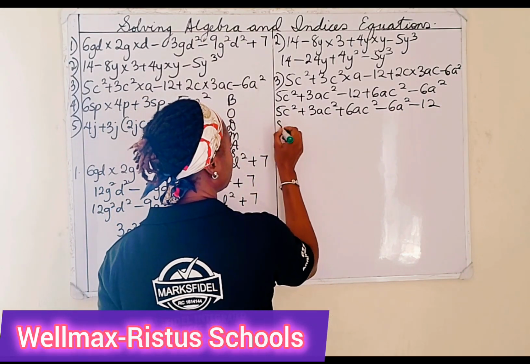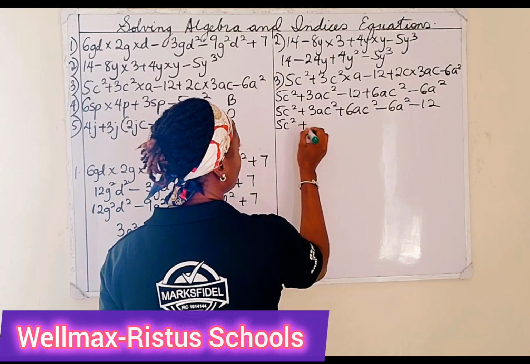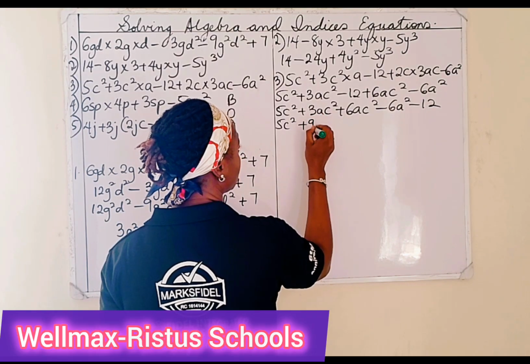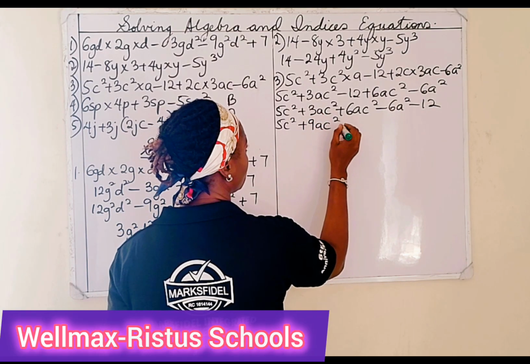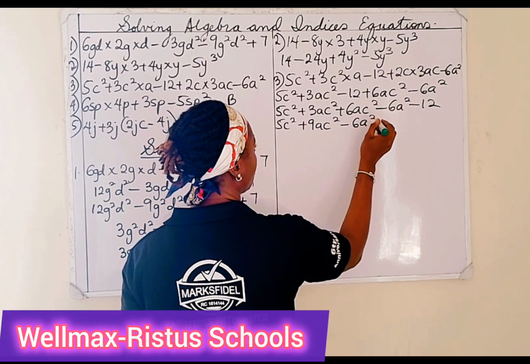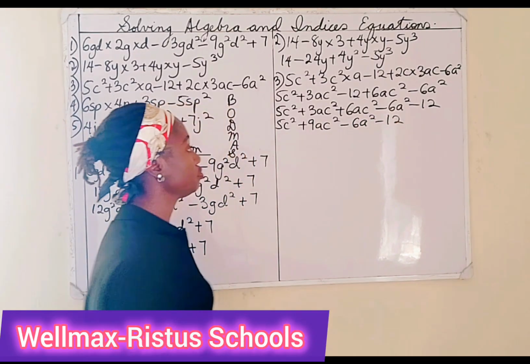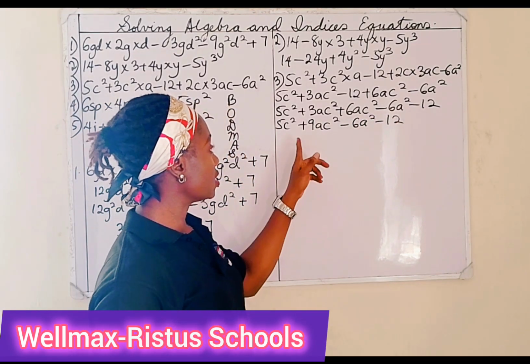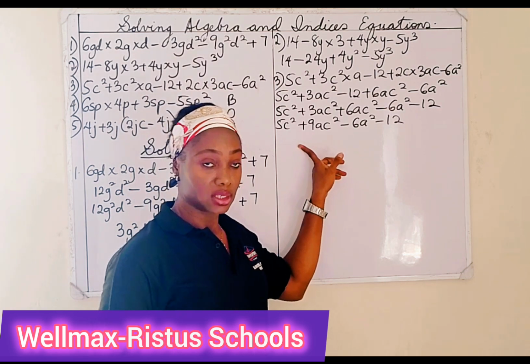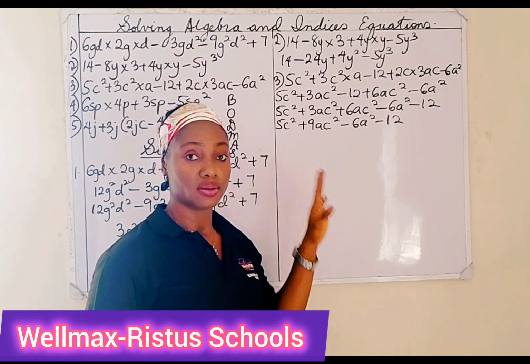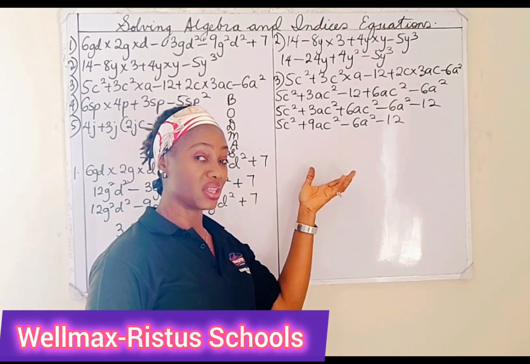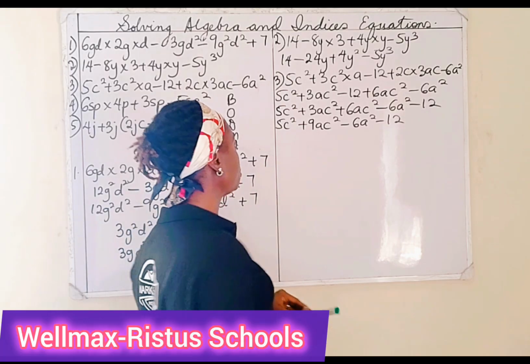So from here we'll have 5c squared, 3 plus 6 is 9, 9ac squared minus 6a squared minus 12. So at this point, we can't go further than this. We're going to leave our answer this way. Okay, this is the final answer for this question.